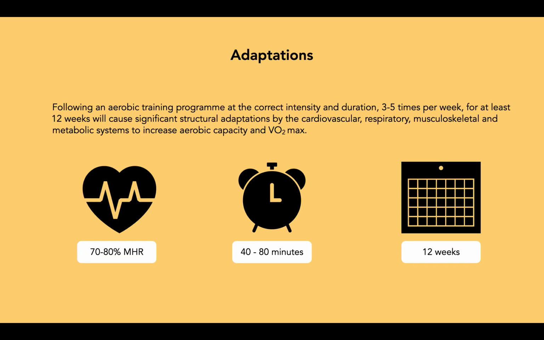So following an aerobic training program at the correct intensity, usually in that aerobic zone, 70 to 80% of maximum heart rate, for 3 to 5 times a week for the correct duration, usually 40 to 80 minutes, and having your program last for at least 12 weeks, you're going to experience some significant structural adaptations to your body, specifically the cardiovascular, respiratory, musculoskeletal, and metabolic systems. And this will have a big impact on your aerobic capacity and your VO2 max.